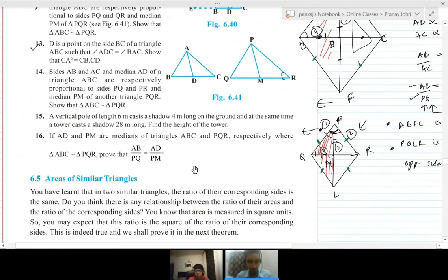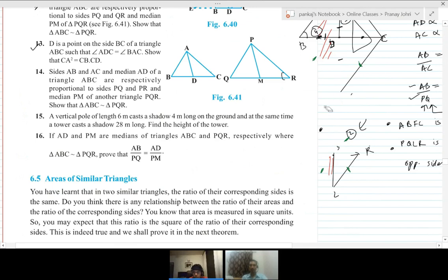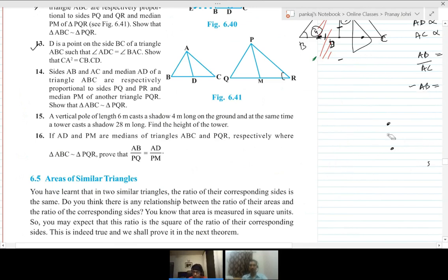15th. A vertical pole of length 6 meters casts a shadow 4 meters on the ground at the same time. A tower casts a shadow 28 meters long. Find the height of the tower. So first we draw the 6 meter pole.